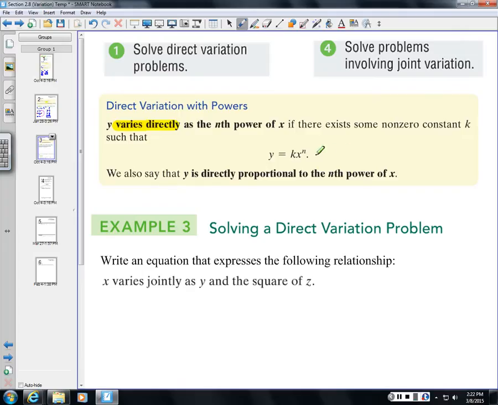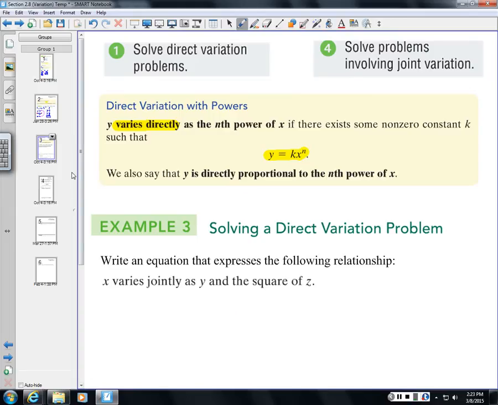So instead of just y equals kx, if my x is to some power, it may read something like y varies directly as the 5th power of x. Okay, so that would be to the 5th power. It may say y varies directly as the square of x, which means we would put an exponent of 2 since that's squared. Or it could say y varies directly as the cube of x, which would be to the third power. So that's all we're saying there, but it still varies directly. It's still direct variation. So again, just pay attention to your x. Pay attention to how it's varying directly. Does it have an exponent attached to it?